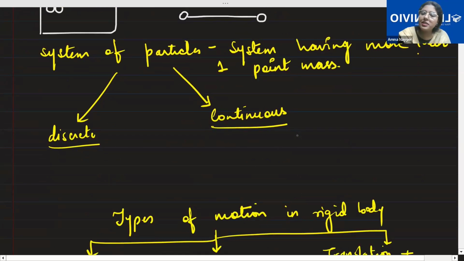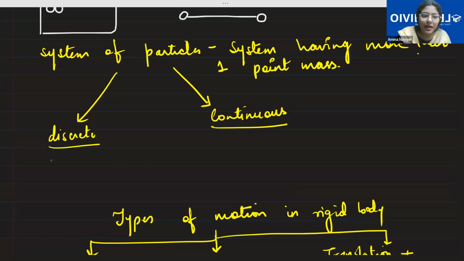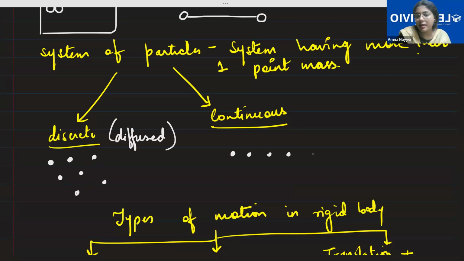And when we talk about a system of particles, they can have different orientations. The particles can be discrete, like all the particles present like this, diffused, you can say. Or they can be continuous, like in an organized array, present very compactly, such that they cannot be seen separately like this.